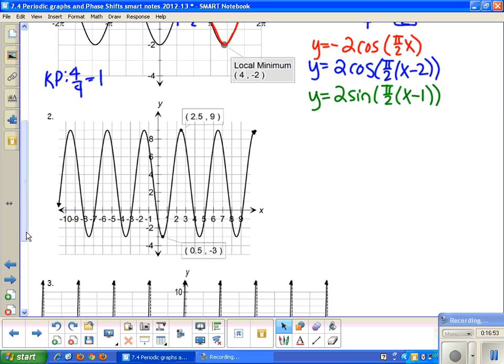So now let's go ahead and look at number 2. I challenge you guys to maybe see if you can write 2 equations on your own. So I'd pause the video and then see if you can check your answer with what we have.